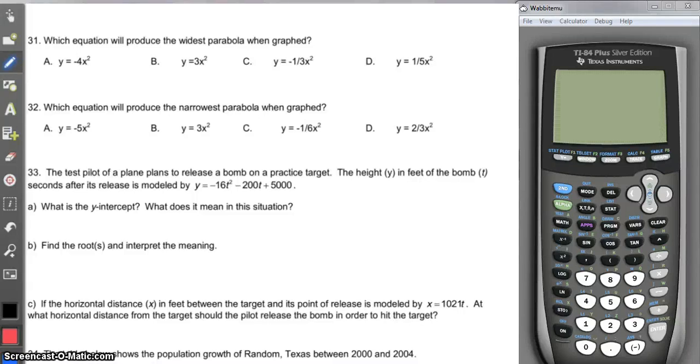Now we're going to be working on page 4, number 31 through 34. So let's focus on 31. This will be 31, which is a non-calculator part for my pre-AP.